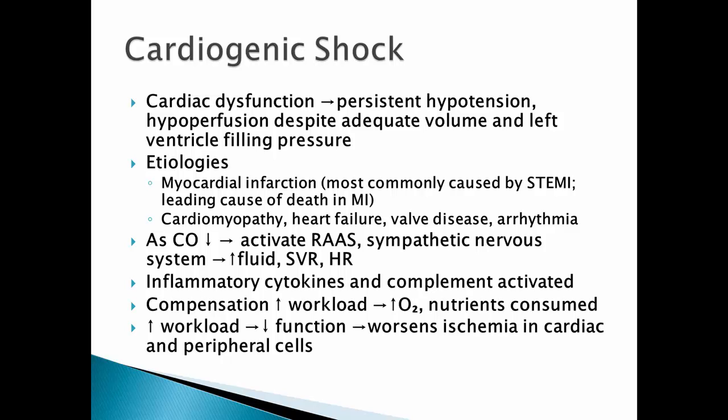But we'll also see this in cardiomyopathies. We'll see it in heart failure, valvular disease, and in arrhythmias, especially tachyarrhythmias or ventricular arrhythmias. In cardiogenic shock, as that cardiac output continues to decrease, remember we're still thinking effective circulating volume, that will activate the renin-angiotensin-aldosterone system. It will activate the sympathetic nervous system. And so as a result, the kidneys are going to retain fluid. The systemic vascular resistance is going to go up because of angiotensin II, and the heart rate is also going to go up.